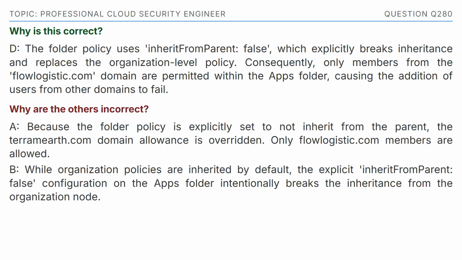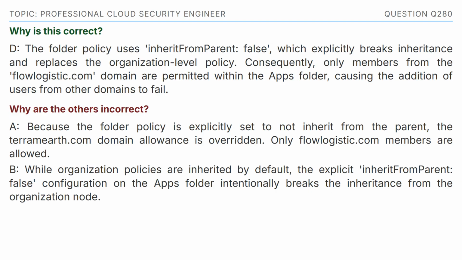Consequently, only members from the FlowLogistic.com domain are permitted within the Apps folder, causing the addition of users from other domains to fail. Why are the others incorrect? A. Because the folder policy is explicitly set to not inherit from the parent, the TerraEarth.com domain allowance is overridden. Only FlowLogistic.com members are allowed.